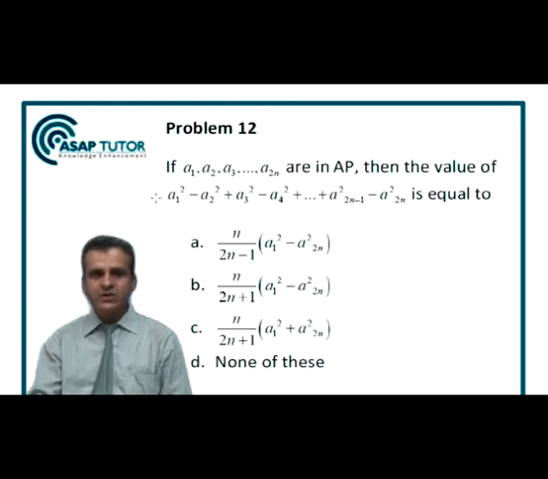Now the next question is: if a1, a2, a3 and so on up to a2n are in AP, that is there are 2n terms in an AP, then we want to find the value of a1 square minus a2 square plus a3 square minus a4 square plus so on up to a2n minus 1 square minus a2n square.